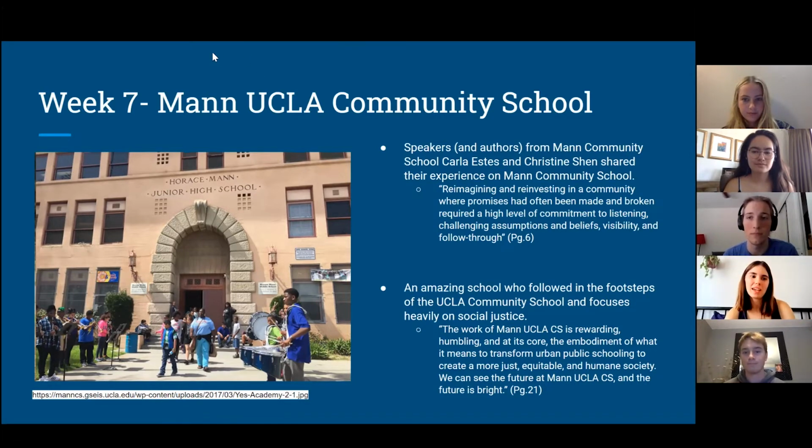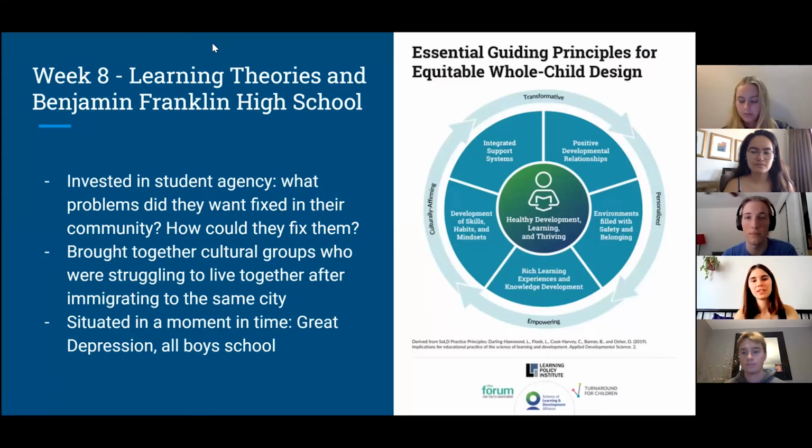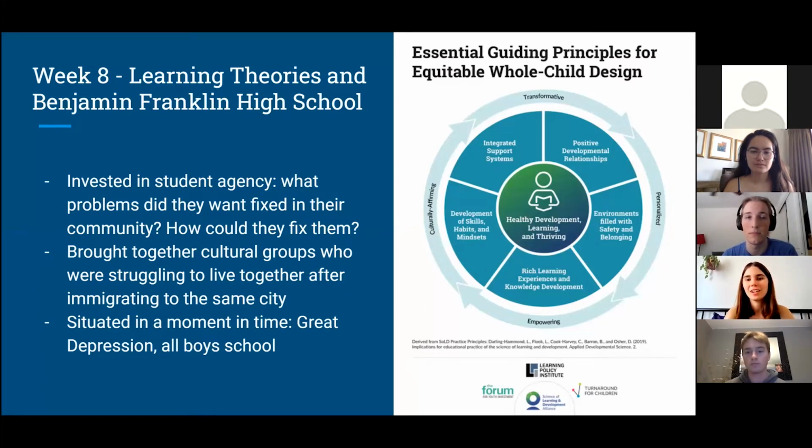And then week 8, we focused on learning theories, and we also had a presentation about Benjamin Franklin High School. With the learning opportunities, we went back to the whole child design and talked about how it's not just about giving children food or helping them. It's also that all these things are fundamental to their learning. So it brought just another layer to that argument.